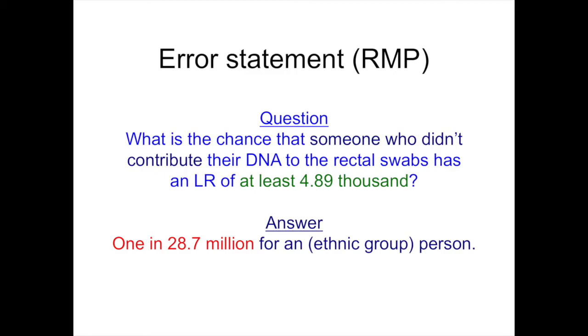That's the question. And the answer is, because we calculate it, because once you have the distribution, you can instantly calculate the right tail, is that it's about 1 in 28 million. So in this case, on this data, with this comparison and that defendant, it turns out that it would be very rare for someone else to have that profile.